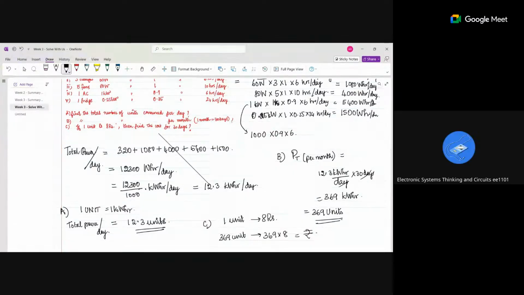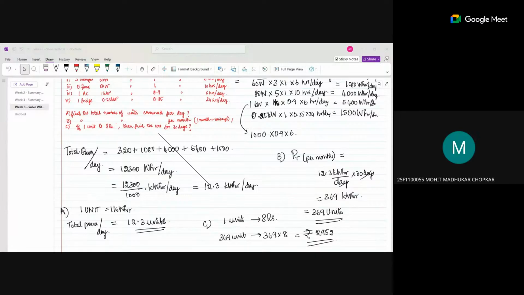So you will be getting around 2,950 rupees. Did you guys get the same answer? Did anyone have any doubt in this question? Ma'am, power is equal to energy. Can we say power as energy?